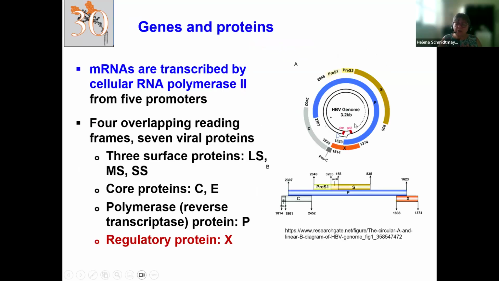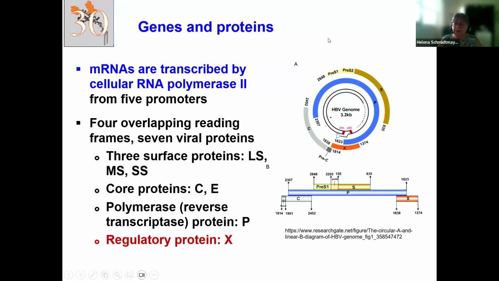Now, the genome, partially double-stranded DNA, whenever it reaches a nucleus, the repair mechanism completes that gap and creates full double-stranded circular DNA. Only when it is fully double-stranded can cellular RNA polymerase II transcribe the genes.